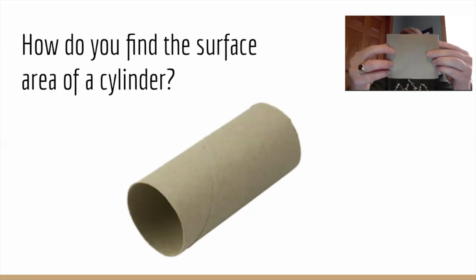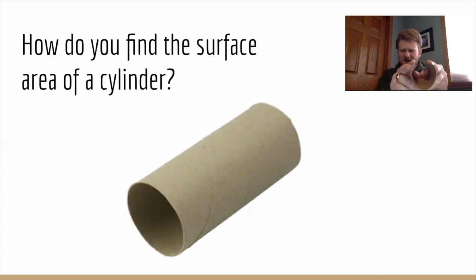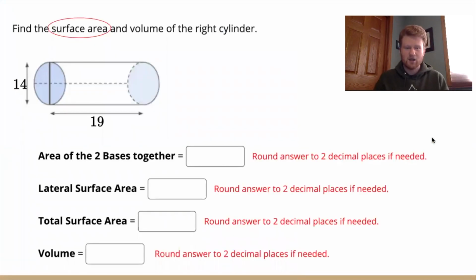And here, one side of the rectangle, right here, is the height of the cylinder, that distance between the bases. But what is the top of the rectangle? Well, if you roll it up, you'll notice that it's just the circumference of the toilet paper roll. So the lateral surface is really a rectangle with the height for one side and the circumference for the other. So let's get started with the first problem here, which is going to be the surface area of the right cylinder.